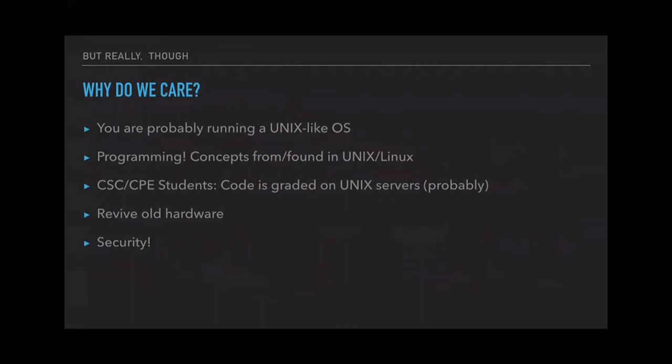Programming. A lot of the concepts we use in the classes we develop, that Cal Poly teaches, use concepts that you can readily find in Unix and Linux. So if you are fluent and you understand Unix very well, you will likely have a better time in the programming classes. And the code that you write for those classes is probably created on a Unix server. That's in the CS department, but I'm not sure if they're still doing that this year with COVID and all that.